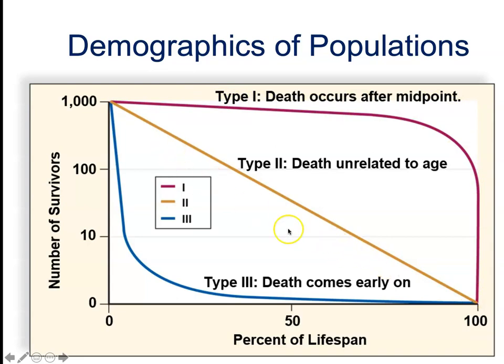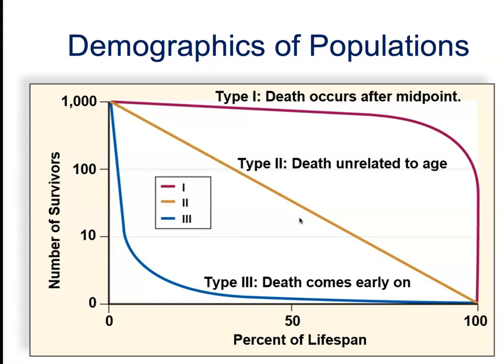Type 2 is linear. Death is going to be completely unrelated to age, meaning that the odds that you're going to survive to year 1 or year 2 or year 3 are just as good as you surviving to the end of your life, or not at all. We're going to tend to see this in songbirds and small mammals. In other words, areas where there's incredibly high predation. Individuals are able to survive, but there's a good chance that they could get picked off.